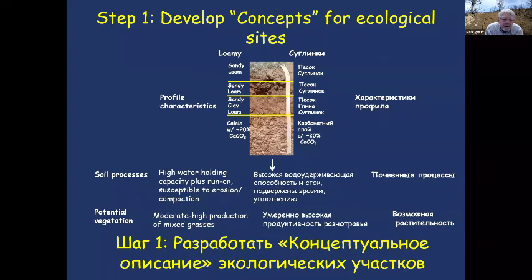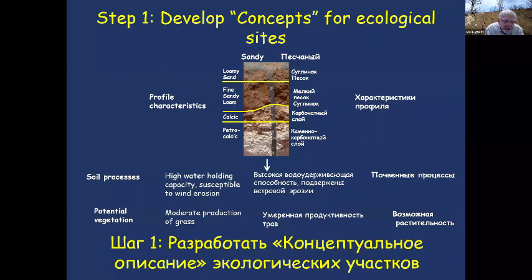Here in a loamy soil, these are typically what we would call mollisols in the United States. These are historically formed under grasslands, and this is a very common type of soil that we found in Kazakhstan. They have high water holding capacities. They may be lower in the landform, so you get runoff, and they may be susceptible to erosion and compaction by livestock action or wheel traffic by driving over them. They have moderately high production potential for grasses.